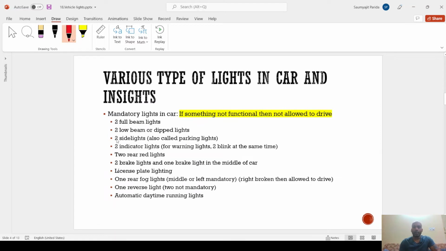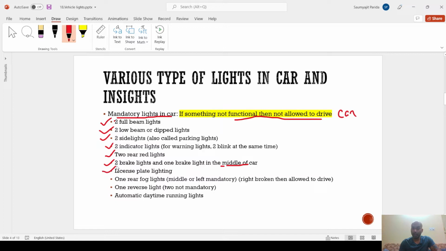Okay, various types of lights in the car and the associated insights. First of all, there are mandatory lights required in the car, and if something is not functional, then one is not allowed to drive the car. We need two full beam lights, two functional low beam or dipped lights, two side lights which are also called parking lights, two indicator lights, two rear red lights, two brake lights, and one brake light in the middle of the car also.